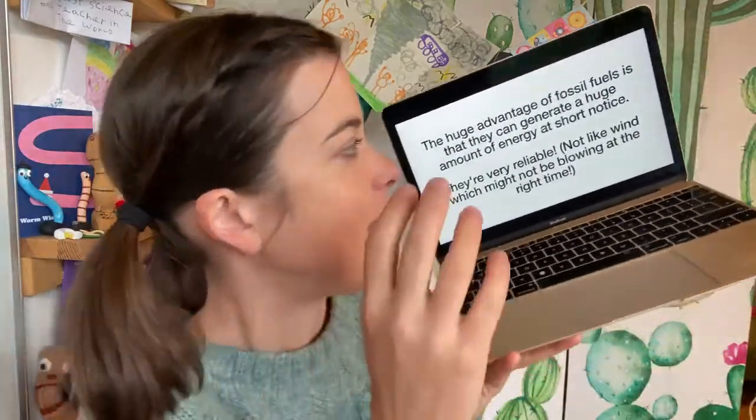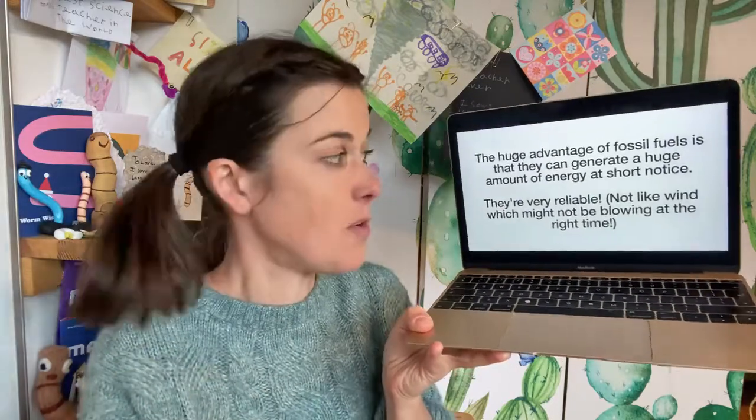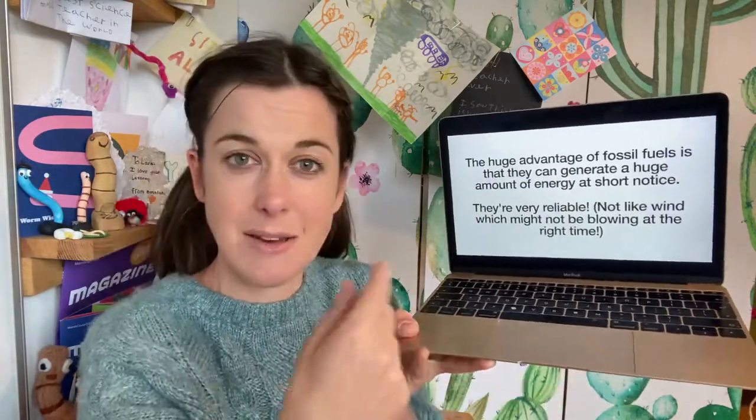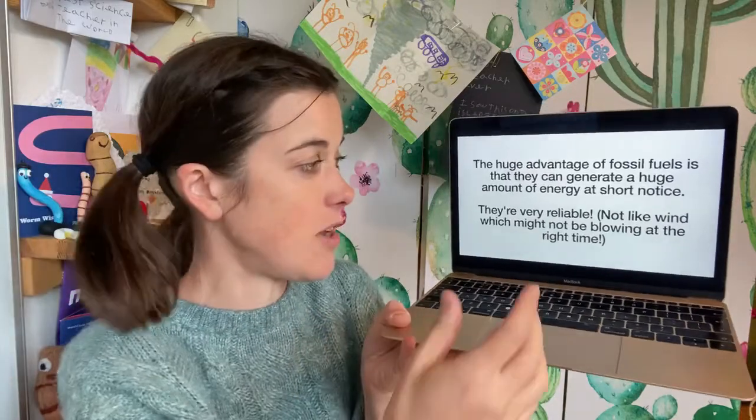So this leads us to the huge advantage of fossil fuels, is that they can generate a huge amount of energy at very short notice. They are very reliable, right? If you've got a certain amount of fossil fuel, you got it. You can use it whenever you like, and it can be ready to be used very quickly. We're going to look at the wind in a second. Obviously, the wind is not always blowing.